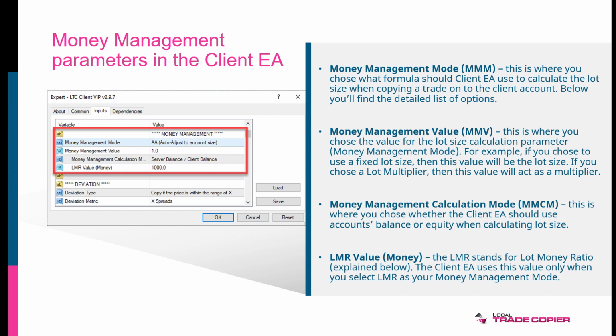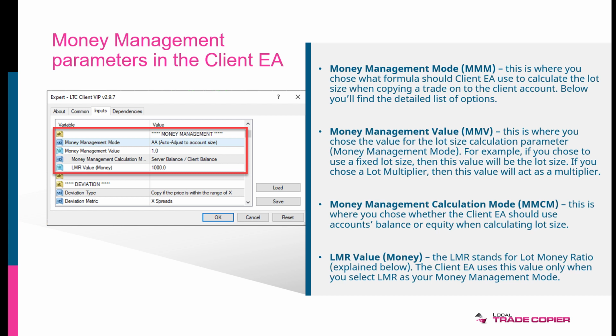So for example, if you choose to use a fixed lot size in the MMM settings, then the MMV is where you put the lot size you want to use. Another example would be if you choose a lot multiplier in MMM, then the MMV should be the number you want to act as a multiplier. So if you put 2, then all the lot sizes will be multiplied by 2.